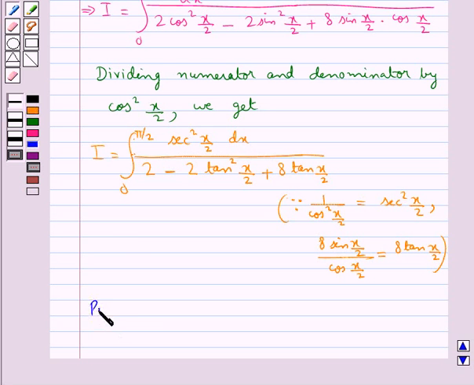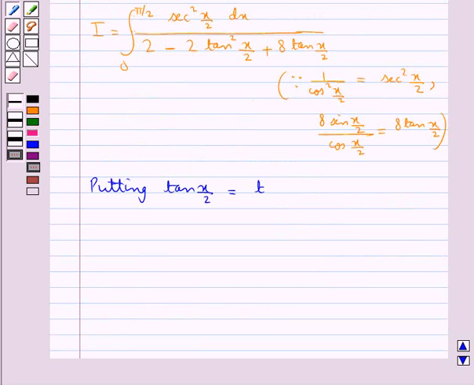Next, putting tan x upon 2 as t. Now differentiating both the sides with respect to x, we get 1 upon 2 into sec square x upon 2 dx is equal to dt, that is sec square x upon 2 dx is equal to 2 dt. Therefore, we get I is equal to integral.